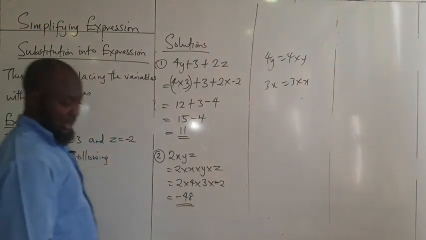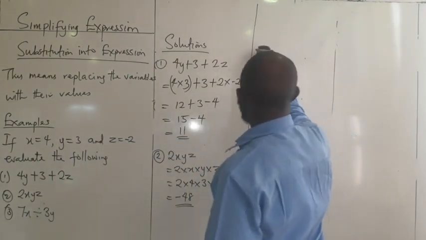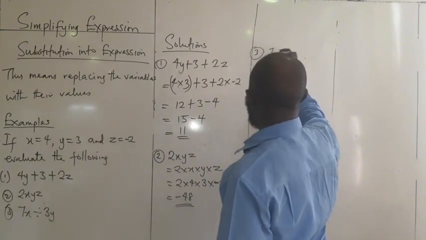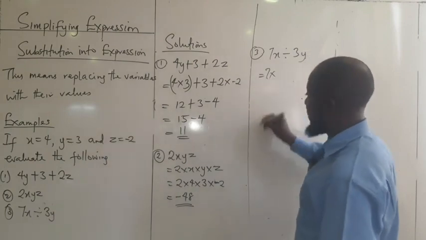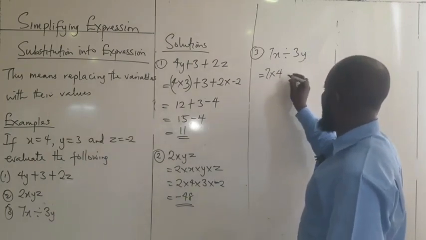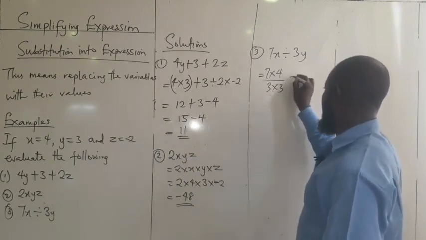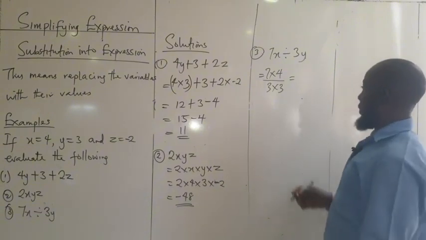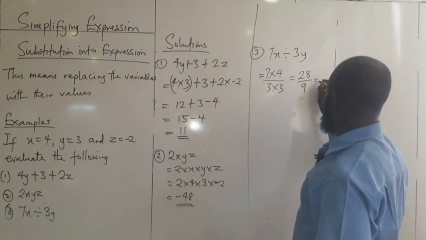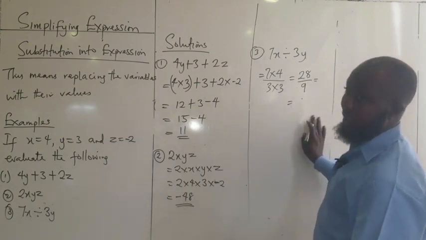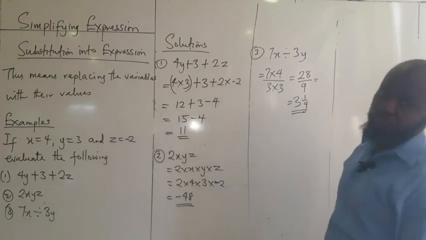So let's look at the last one here under substitution. We can have as many as possible. We have 7x divided by 3y. That is 7 times x, which is 4, divided by 3 times y, which is 3. So 7 times 4 is 28, divided by 9. 9 into 28 is 3, with 1 over 9 remaining. So that is the answer. I hope it's very clear.